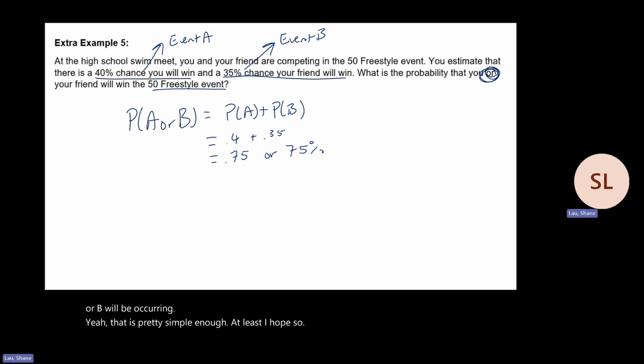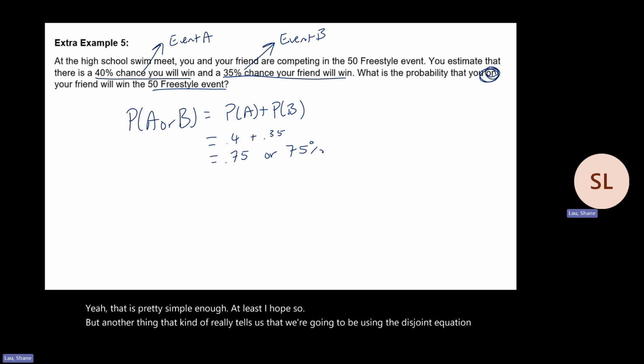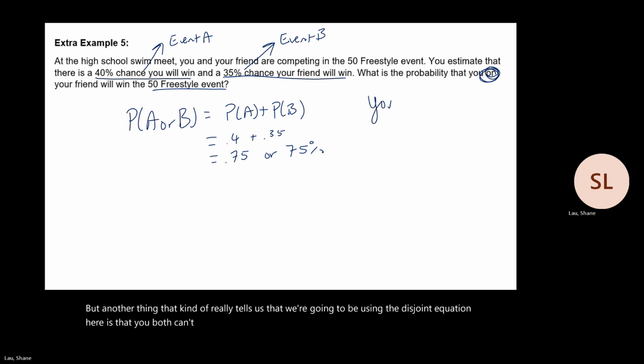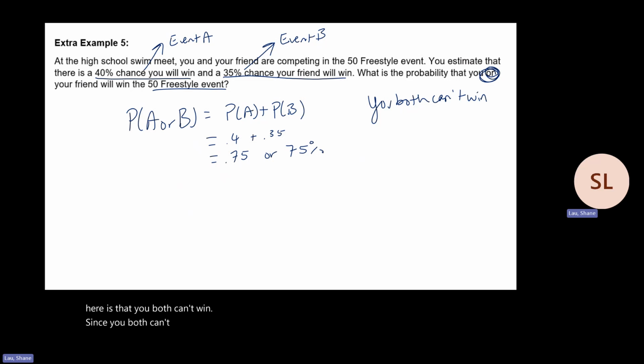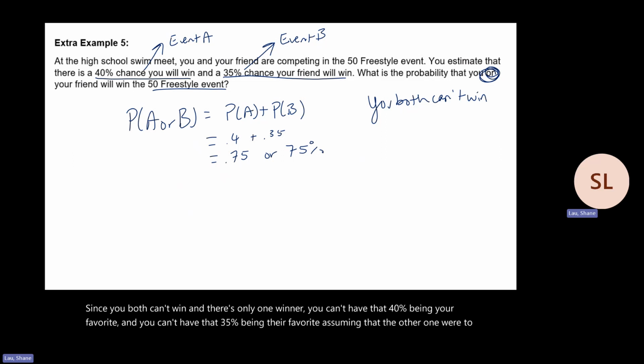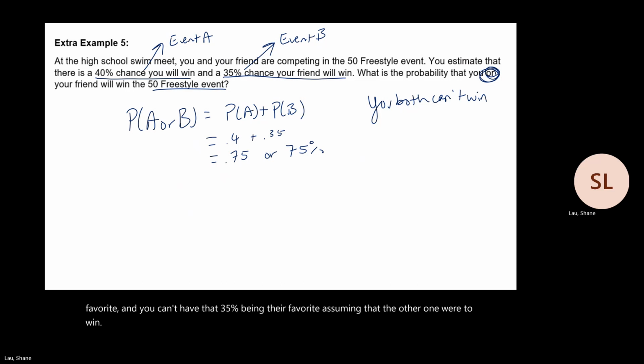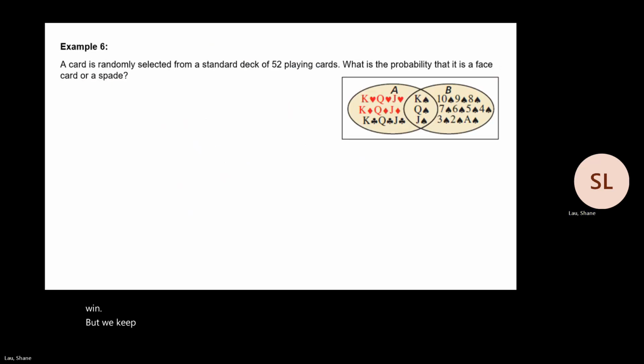But another thing that really tells us that we're going to be using the disjoint equation here is that you both can't win. Since you both can't win, and there's only one winner, you can't have that 40% be in your favor, and you can't have that 35% be in their favor, assuming that the other one were to win. But we'll keep going.